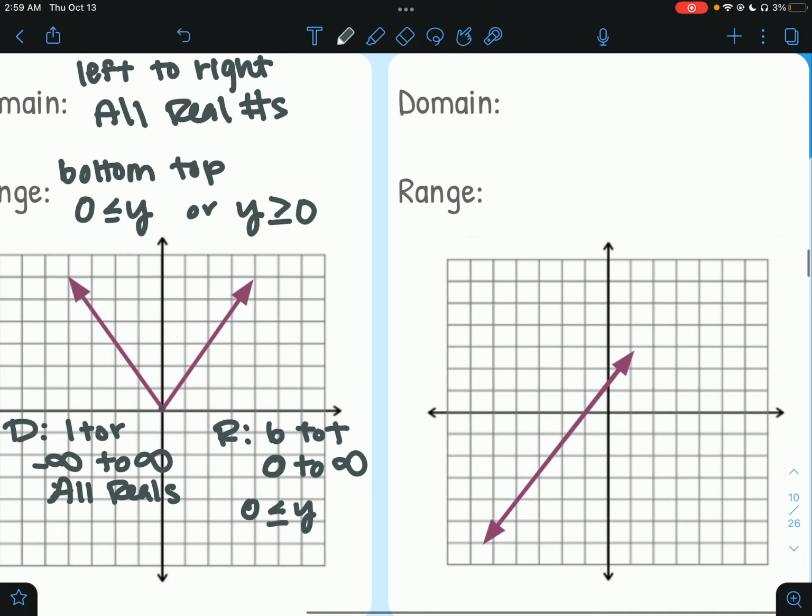Lastly, we're going to do the same thing. Domain. Left to right. When going left, we look to our furthest point. We notice it's an arrow, so that's going to give us infinity. This is negative infinity. Our furthest point to the right is also an arrow. It's going to the positives though. So we have negative infinity to positive infinity. Infinity to infinity tells us all reals.